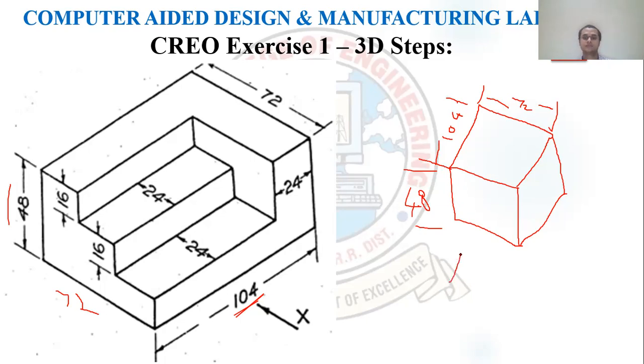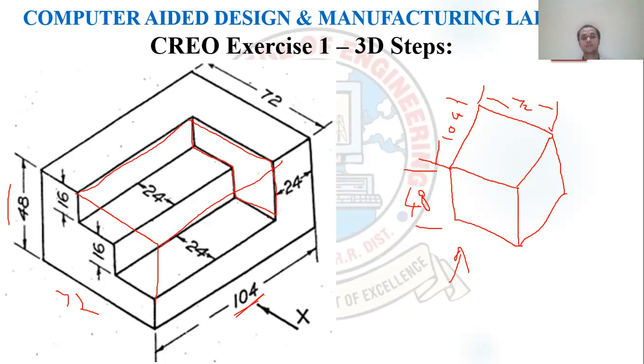Then I'll select this face, the side face, and on this face I need to generate this profile. What profile are you seeing here? It is an L shape. I need to generate this L shape here, and for this L shape I'll give an extrude cut. If I give an extrude cut, I will generate this shape.